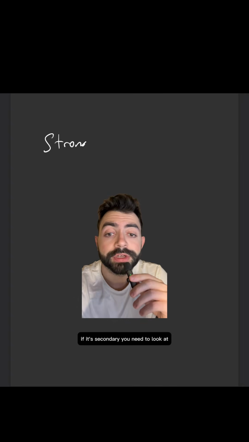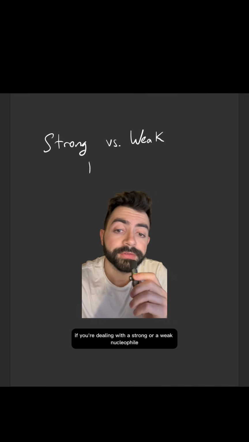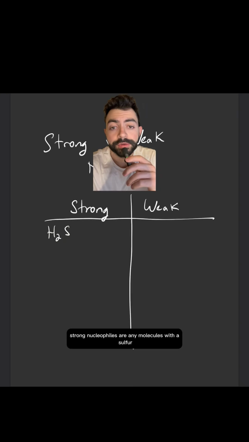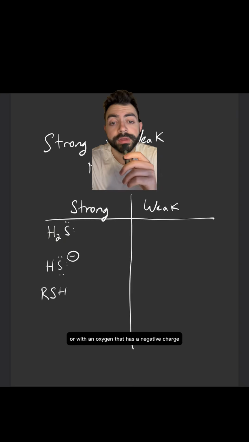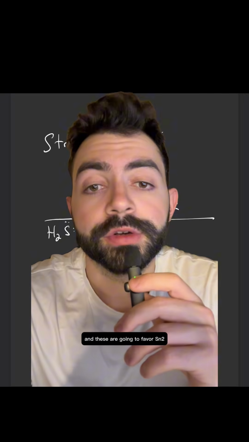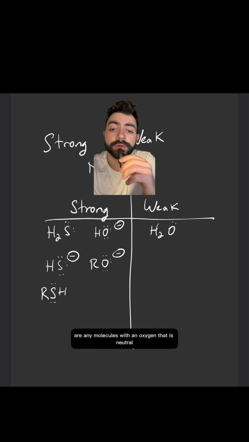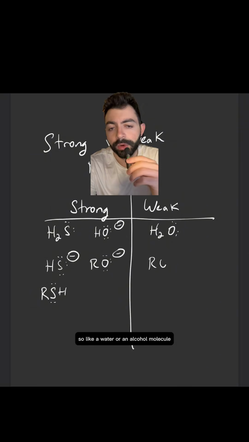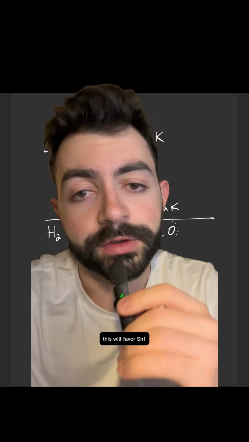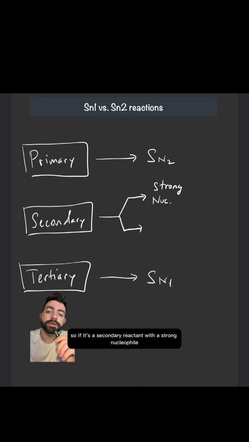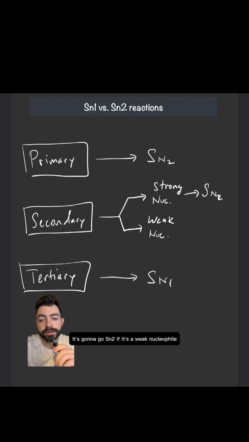If it's secondary, you need to look at if you're dealing with a strong or a weak nucleophile, which is the molecule above the arrow. Strong nucleophiles are any molecules with a sulfur or with an oxygen that has a negative charge, and these are going to favor SN2. Weak nucleophiles are any molecules with an oxygen that is neutral, so like a water or an alcohol molecule. This will favor SN1. So if it's a secondary reactant with a strong nucleophile, it's going to go SN2. If it's a weak nucleophile, it's going to go SN1.